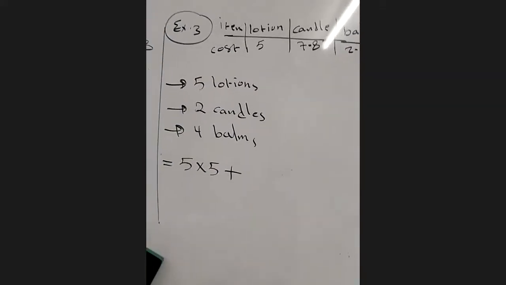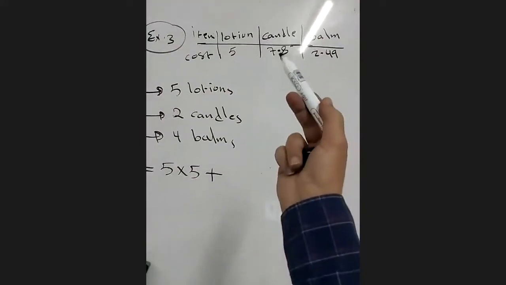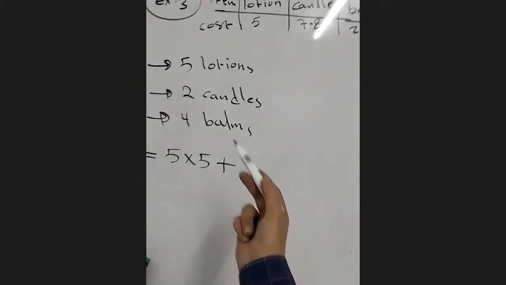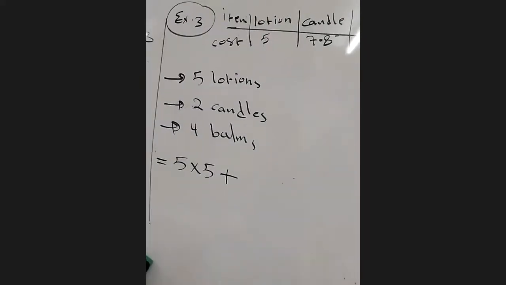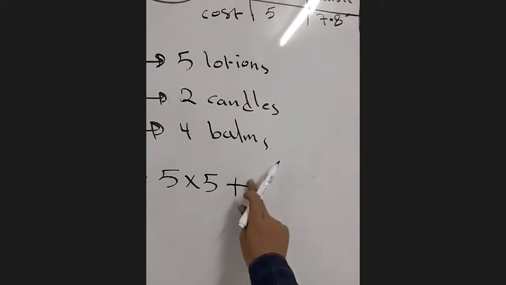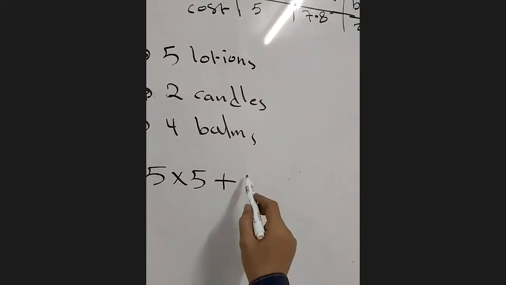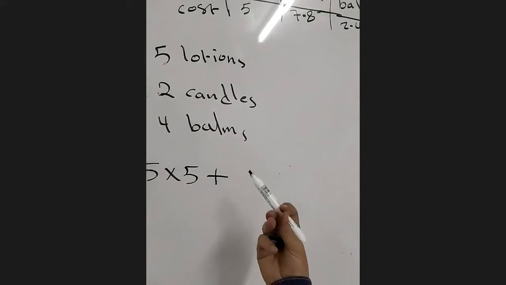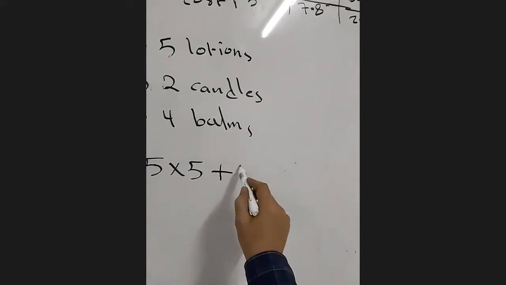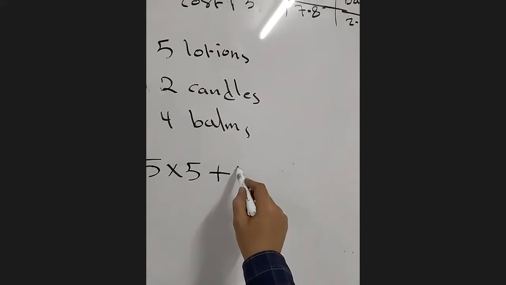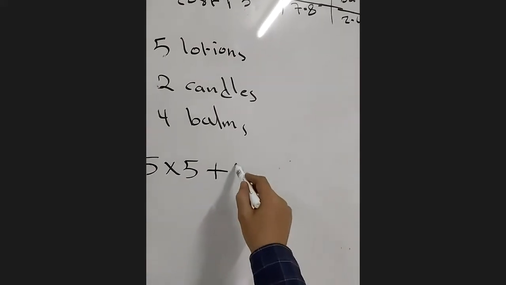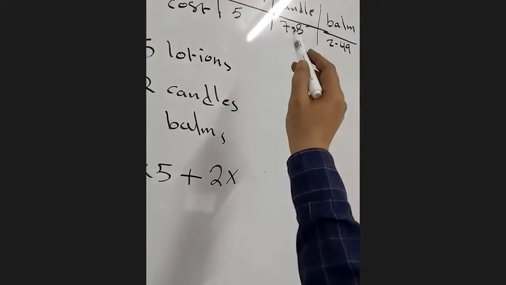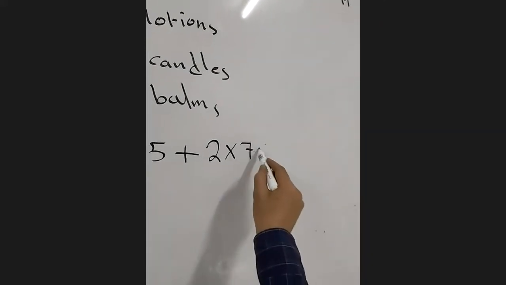Plus the candles, each candle 7.8. If I want to buy 2 candles, how will I find it? It should be multiply. So we remove the decimal, it will be 78. Write the numbers first, in brackets: 2 multiply 7.8, the cost of one candle, which is 7.8, right?